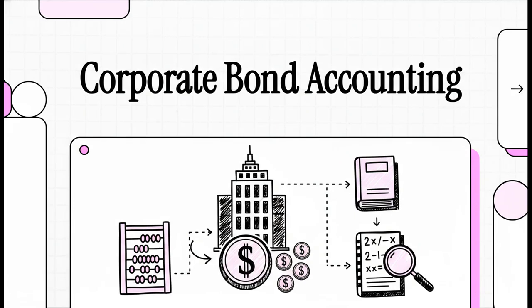Have you ever wondered how these huge companies borrow millions or even billions of dollars, not from a bank, but from regular people? Well, they do it with something called bonds. And let's be honest, the accounting behind them can seem super complex, but it doesn't have to be. Today, we're going to crack the code on corporate bond accounting and turn this whole thing into something you can actually wrap your head around.